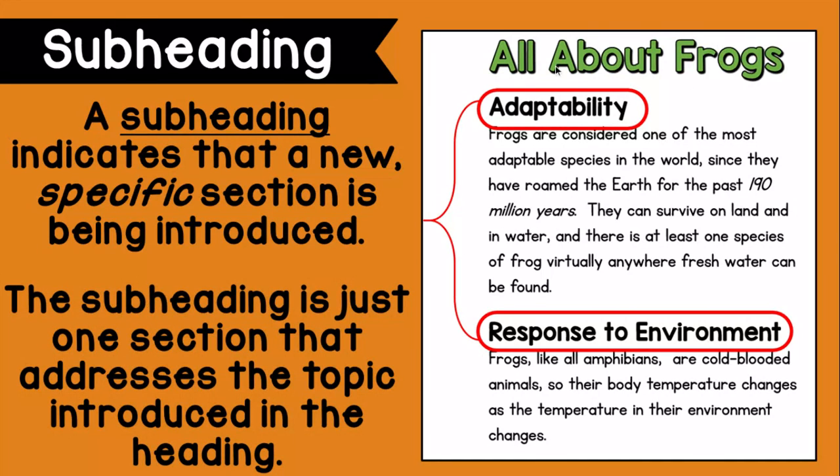So under this particular heading, all about frogs, we have 2 subheadings. We have adaptability and we have response to environment. And that means everything that's under that subheading is only going to be about adaptability. And everything that's under this subheading is only going to be response to environment. So subheadings just help us organize our information, organize our reading, and get more specific about what each section is.